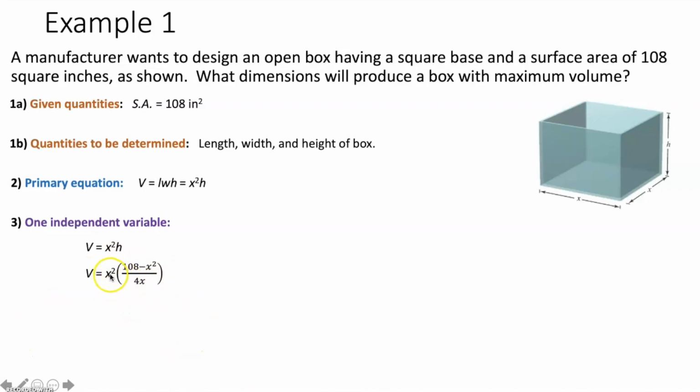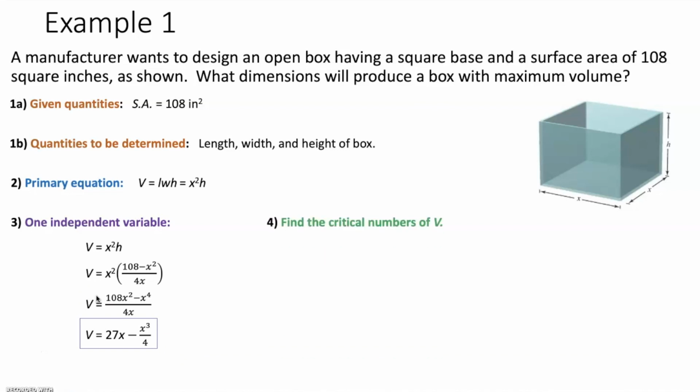Now I can simplify this a little bit more by distributing the X squared to the 108 and the negative X squared in the numerator, then putting 4X under each term in the denominator and simplifying, and I end up getting my volume formula with only one independent variable. Now we can move on to the next step, which is to find our critical numbers so that we can determine our maximum or minimum values. Again, to determine the critical numbers, we need to find the derivative of our primary equation.